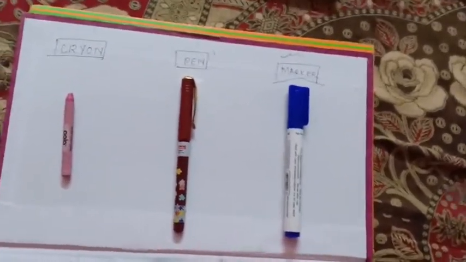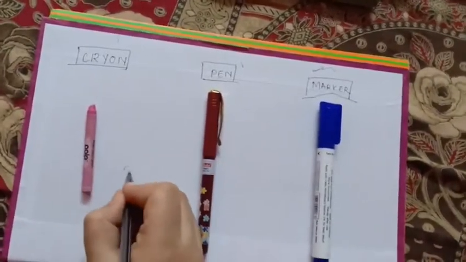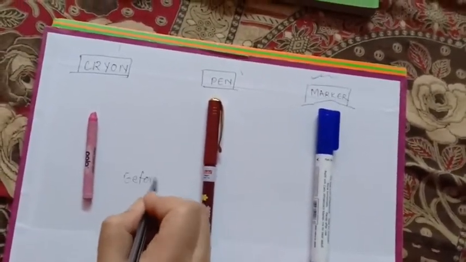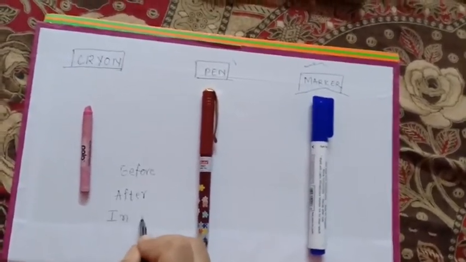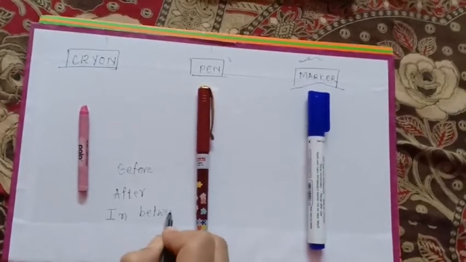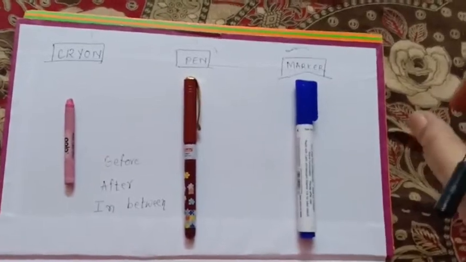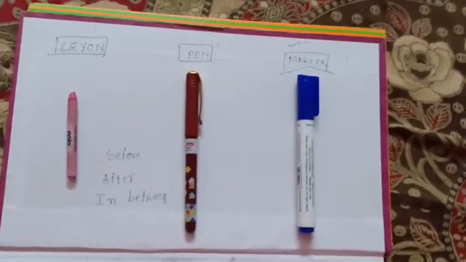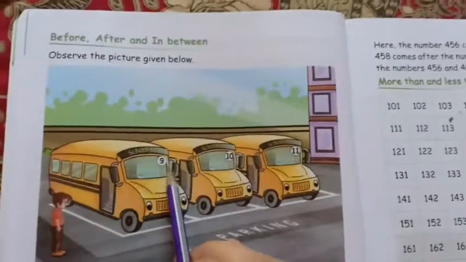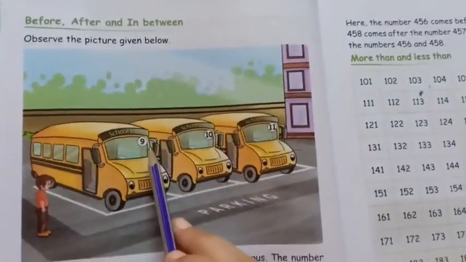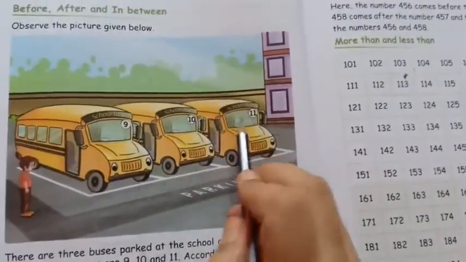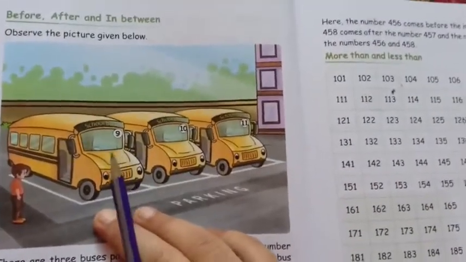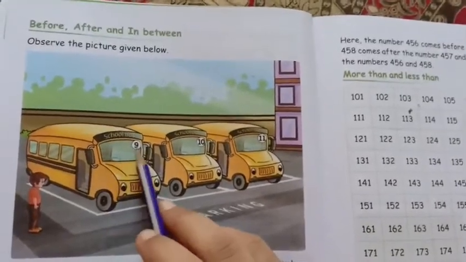So our topic name is before, after and in between. In your textbook one simple example is given to you using school buses. Let's see it. So here you can see school bus number 9, school bus number 10, school bus number 11 is there. Now I will ask, which school bus is there after school bus 9?